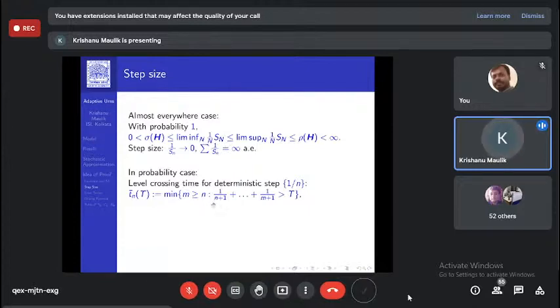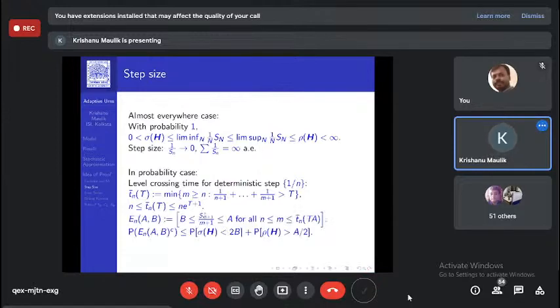But I want to compare it with 1 by n. So I look at the level crossing time for the deterministic setup as well, which is 1 by n. And so of tau upper bar and tau lower bar, I call the same things as T upper bar and T lower bar. Then you can sit down and check that this lower inequality is from the definition, and you can also check the upper inequality. This is just like the harmonic series, and that behaves like a logarithmic thing. That's how it turns out.